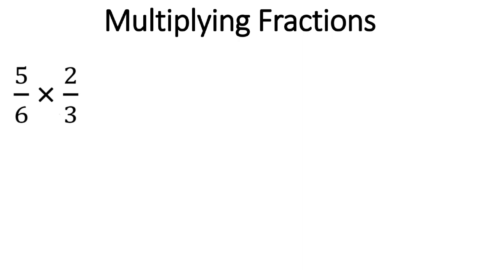When you are multiplying fractions, you multiply numerators. In this case, the numerator of this first fraction is 5, and the numerator of the second fraction is 2, and then we have denominators 6 and 3. We're going to multiply the numerators, 5 times 2. So we're going to multiply these two numbers, and then we're going to multiply these two numbers. So let's rewrite it.